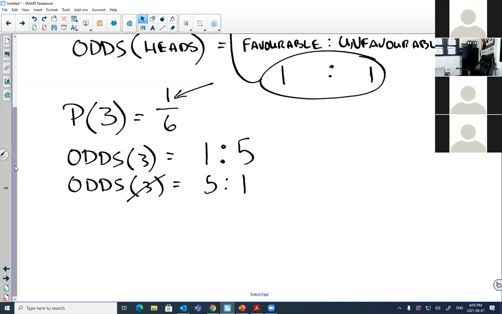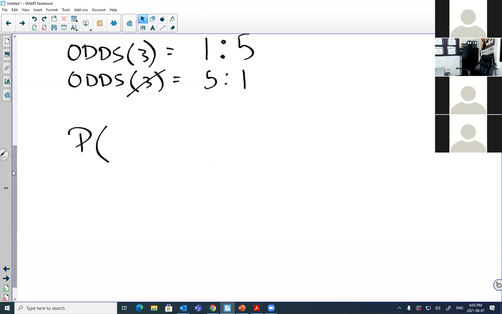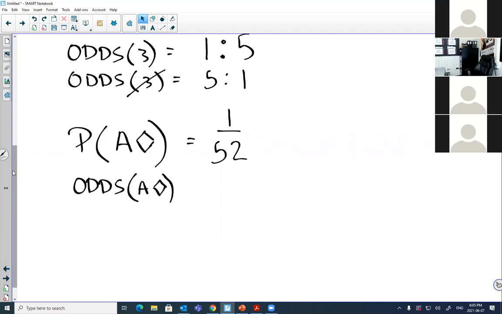Okay, let me do one more. Probability of ace of diamonds. 1 in 52. 1 out of 52, right? And again, you can change that to a decimal, change that to a percent, doesn't matter. Okay, odds of ace of diamonds. Go ahead. 51. Oh, sorry, what was the first number? First number was 1. 1 to 51. Yes, correct. Thank you. Sorry, I only heard the 51. Right, because if you take those two, they add up.